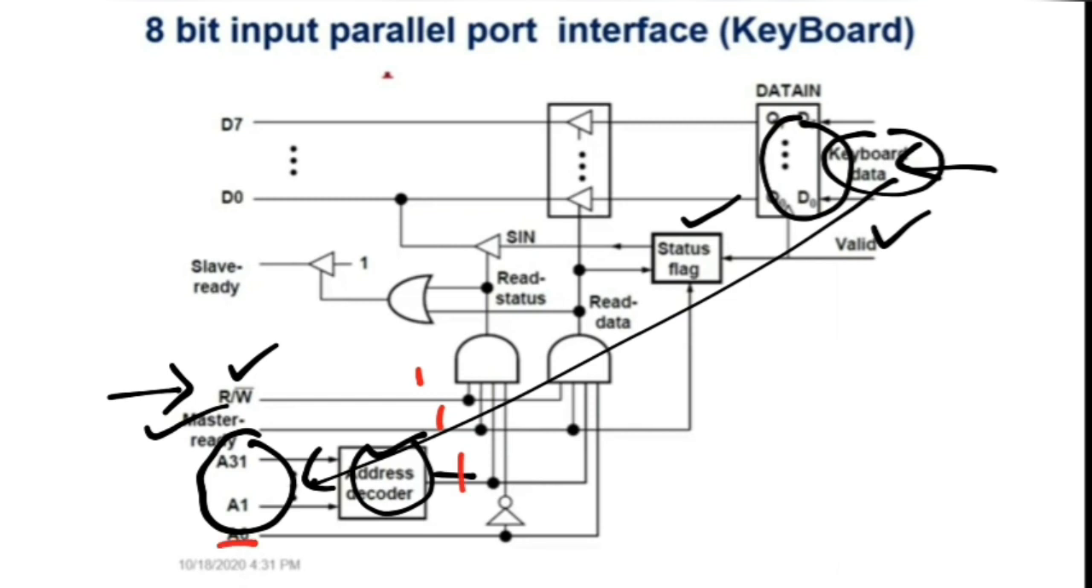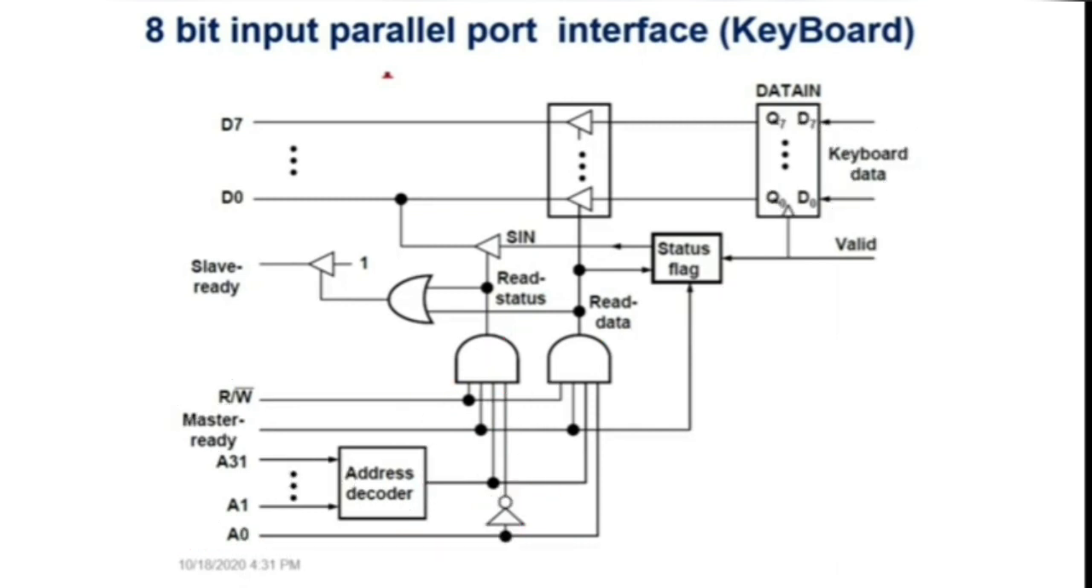Now the last one left is A0. See, A0 is connected to a NOT gate here. If A0 also needs to become high, what should it be? 0, right? When it is 0, it will pass through the NOT gate and become high here. So that's the same thing happening. So these are all high, meaning this AND gate will work. After knowing that, what does this AND gate do? It will read the status.